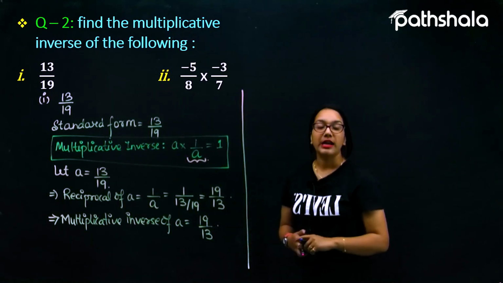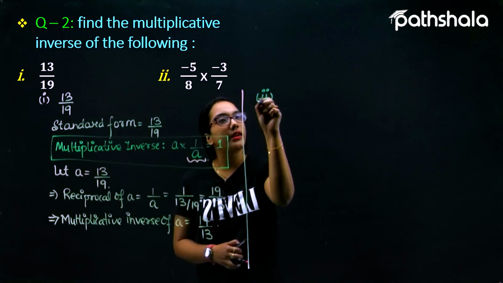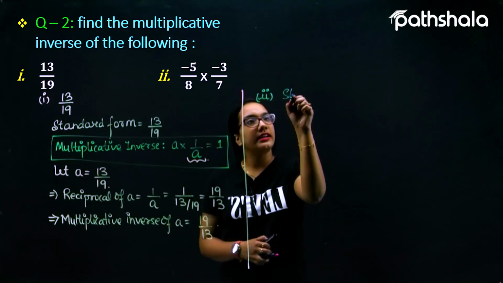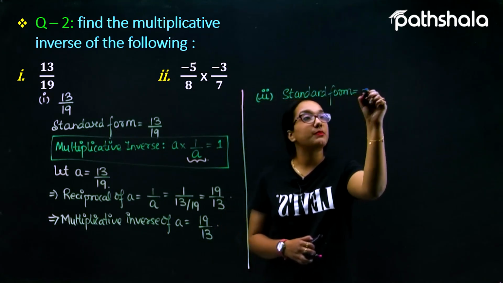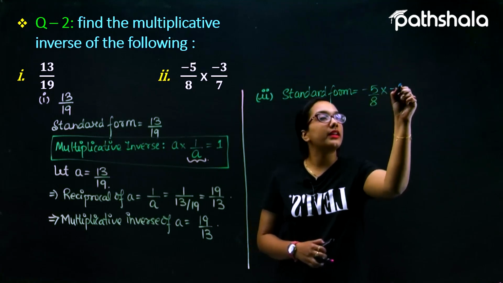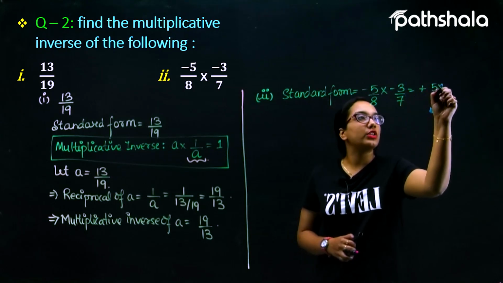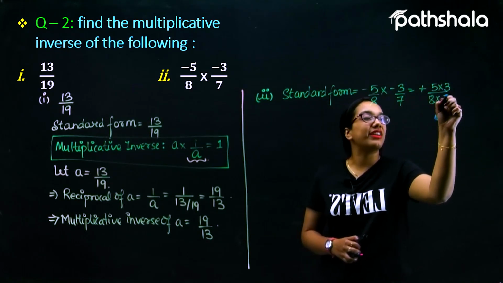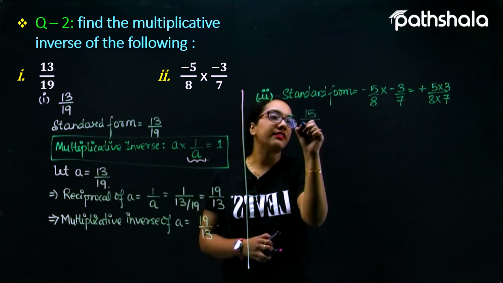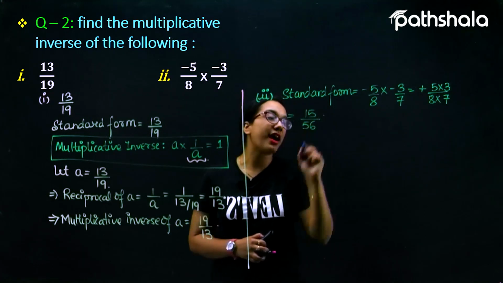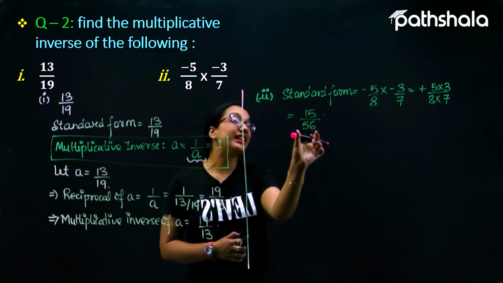On the same note, let's solve the second part. First of all, we have to write the second part in standard form. For this particular number, minus 5 by 8 into minus 3 by 7, negative times negative is positive, 5 into 3 in the numerator and 8 into 7 in the denominator. So 5 3s are 15, 8 7s are 56. So this is 15 by 56. Now we have to find out the multiplicative inverse of 15 by 56.